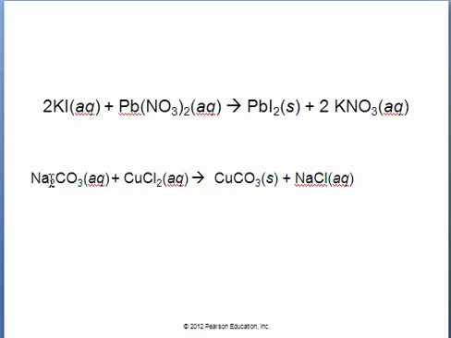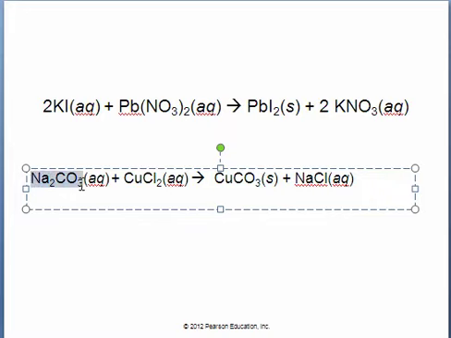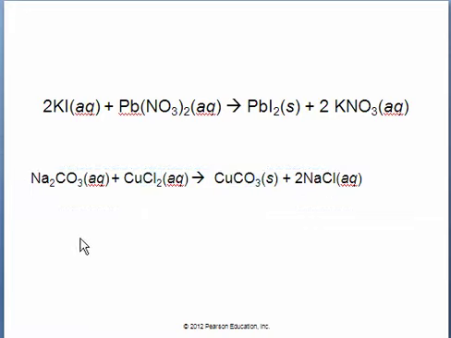When we look from the left to the right, or from the reactant to the product side, we see that they do. Sodium has the carbonate anion with it on the reactant side, but on the product side, sodium has chloride with it. And let's go ahead and balance this equation while we're at it. And then if we look at copper on the reactant side, it has chloride as its anion, but on the product side, copper has carbonate as its anion.